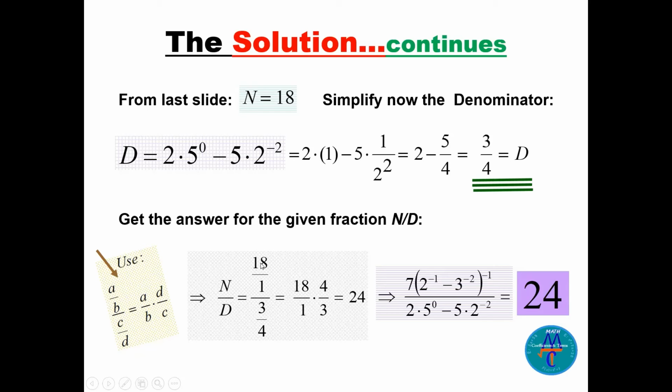Now, let's get the answer here. Numerator is 18, which is 18 over 1. The denominator, 3 over 4. We have division of two fractions. Let's use this important rule in algebra. A over B divided by C over D is A over B times the reciprocal of C over D, which is D over C. We call it the reciprocal. So 18 over 1 times 4 over 3. 18 divided by 3 is 6, times 4 is 24, which is the answer for the whole question.